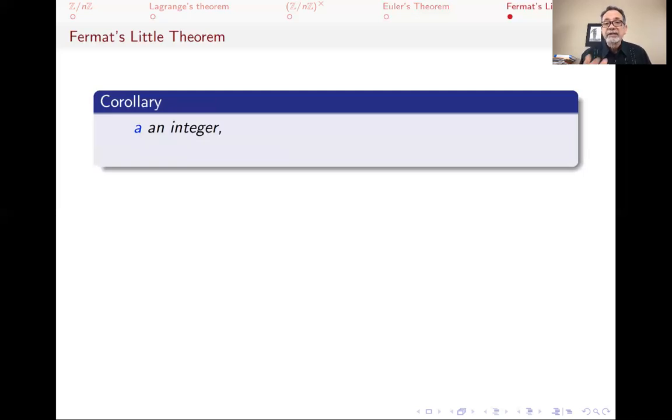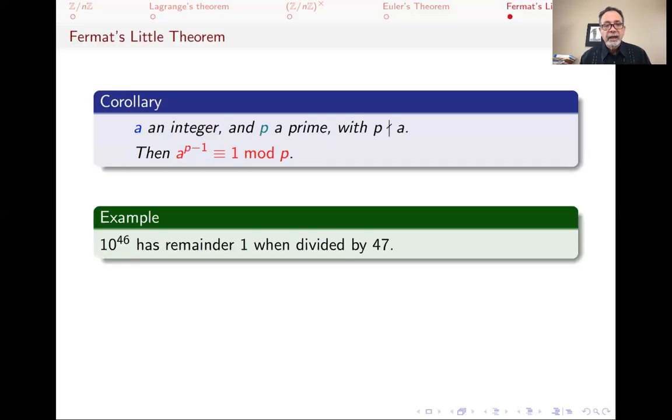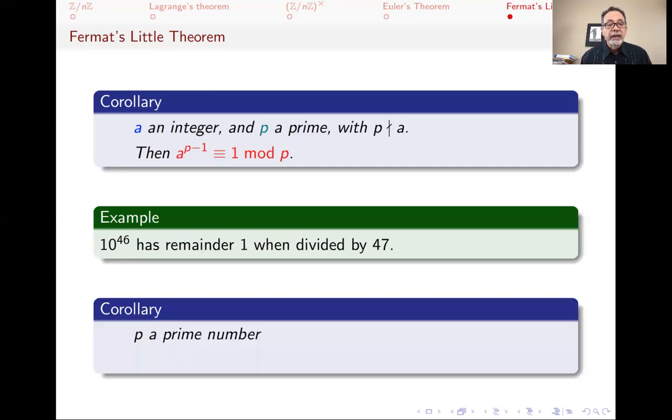And the corollary of this is Fermat's little theorem: if you have an integer a, and p is a prime and p doesn't divide a, then that means p and a have greatest common divisor equal to 1. Then a to the p minus 1 has remainder 1 when divided by p, and we write that as a to the p minus 1 is congruent to 1 mod p. That's exactly what that means, that the remainders of a to the p minus 1 and 1 when divided by p are the same. So, for example, without doing any calculation, you know that 10 to the 46, if you divide it by 47, will have remainder 1.